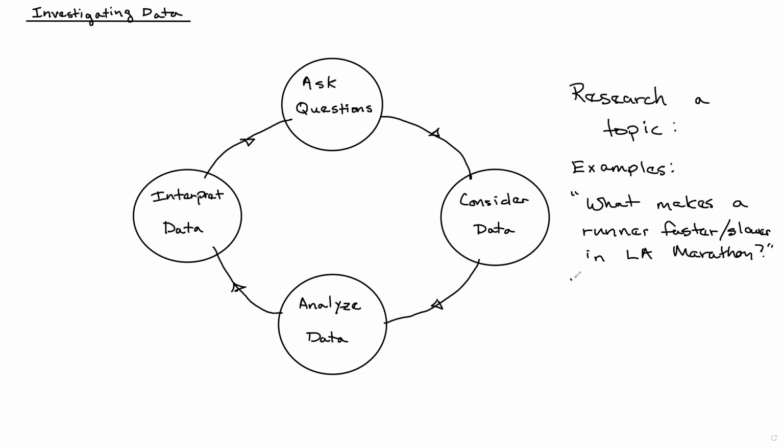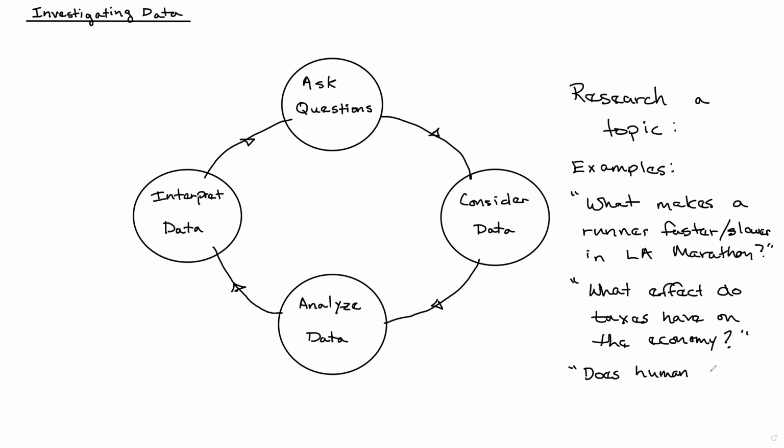Other examples that are a little bit bigger topics. So what effect do taxes have on the economy? Or another example, does human activity contribute to global warming? So these are all just examples of research topics. So you might want to go through and research one of these, and then you would use the cycle here to go through and perform the research.